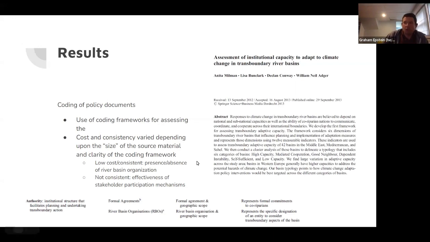Presence or absence of a river basin organization is something that could be a low cost indicator. Something that would not be consistent and might not be low cost is if you went into meeting minutes to try and get information from these meeting minutes, or watch recordings of public meetings to assess the effectiveness of stakeholder participation mechanisms. This would be very hard to be consistent and could be very time consuming. So again, this of course was done subjectively based upon the interpretation of myself or the other co-author that was assessing these documents.